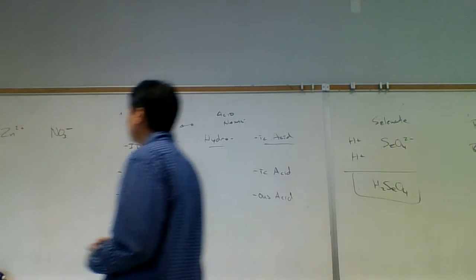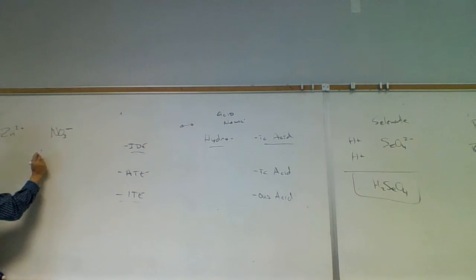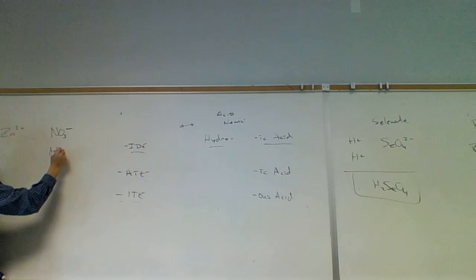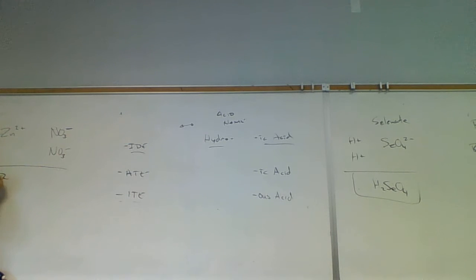And so looks like we need more nitrates. How many nitrates do we need? 2. And so when I do this, I have to be careful. So is that right here? This is not right because it looks like I have 1 nitrogen, 32 oxygens. That's not what I want. I want 2 nitrates. So I need parentheses here.